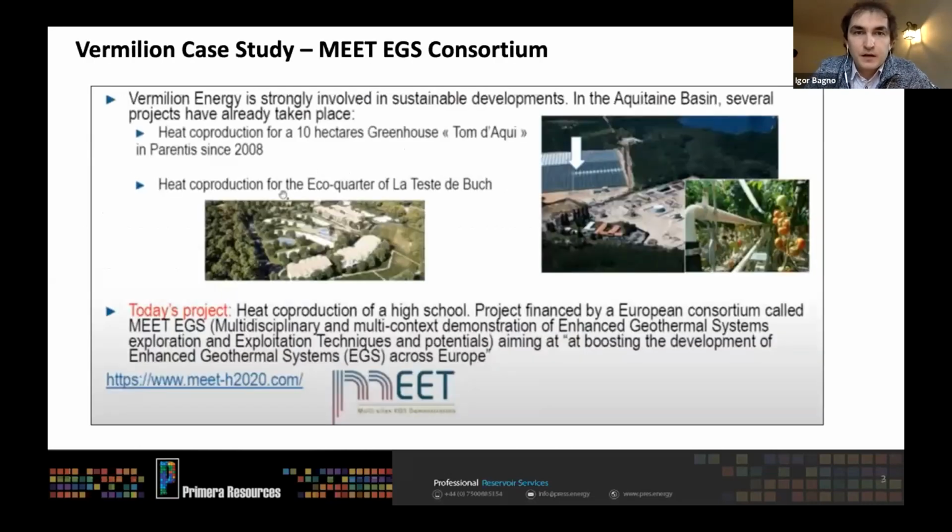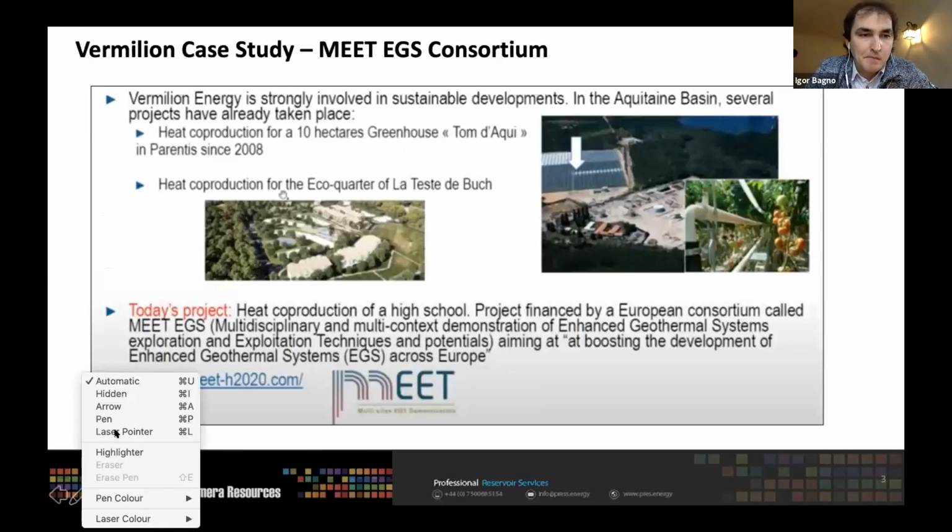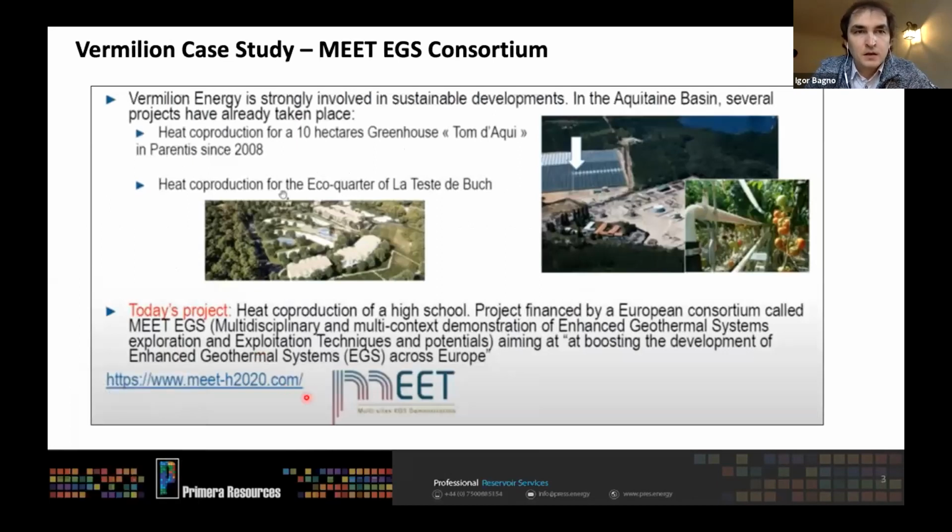To start with, I'll start with the low temperature geothermal case study, and we came across the consortium called MEET, for enhanced geothermal systems. This is a European consortium, which is largely focused on helping and supporting projects to advance technologically in terms of research, but also in terms of getting finance and interest to these projects.